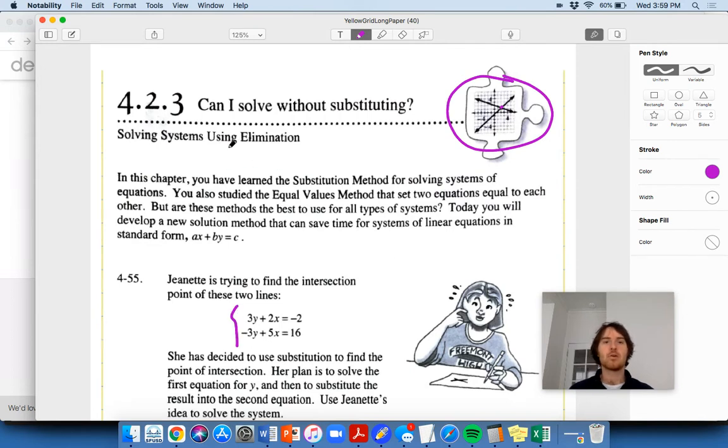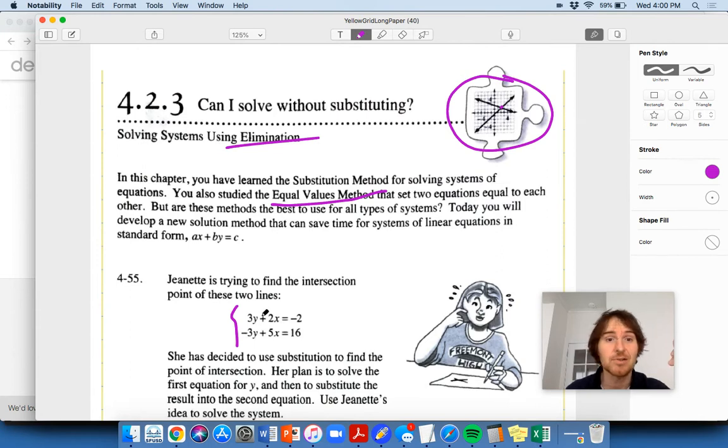The goal of this is solving systems using elimination. This is usually the lesson that I use to introduce elimination to people, and you got introduced to it yesterday. So why don't we just do it and see if it made sense. You've already done the substitution method. You haven't done this thing called the equal values method. You don't really need to worry about it. It's kind of like substitution. And here we're going to learn a better way for something like this, which is elimination.